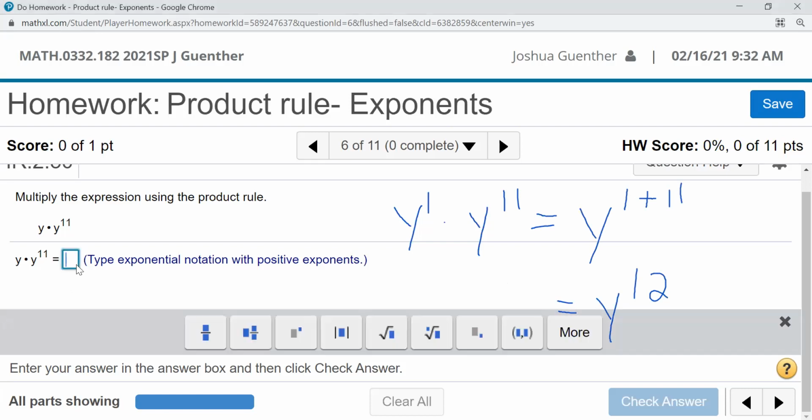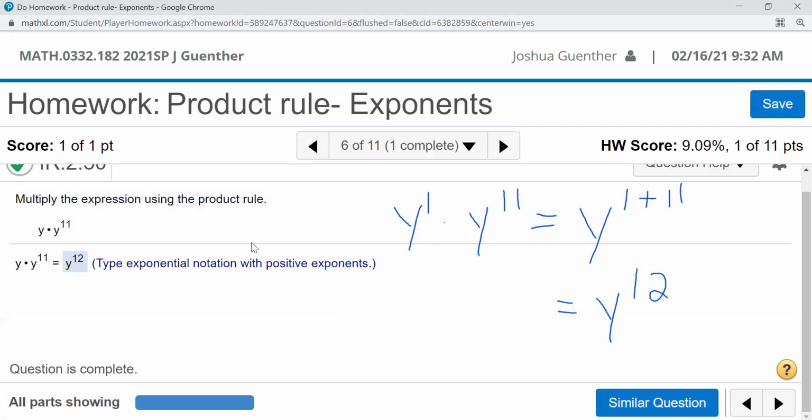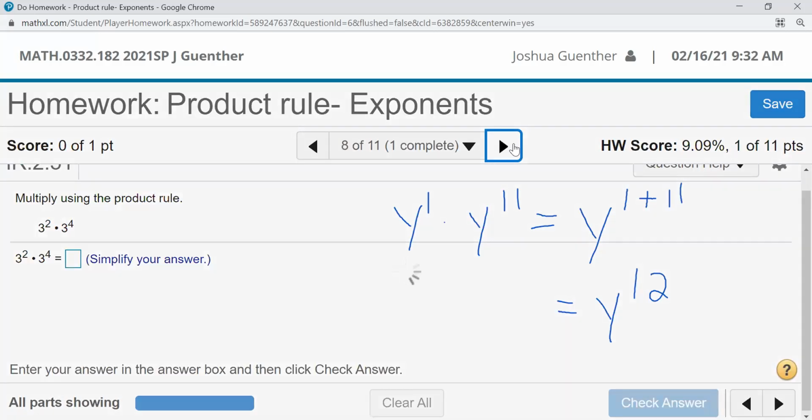To put in exponents, there's a couple things you can do. You can hit Y, and then if you hit Shift 6, you'll bring up the caret key. Or there is down here, you can just hit this. No, you need to put the Y in first. Then you hit that, and then you hit 12th power. So you have a couple of ways of putting exponents into this.